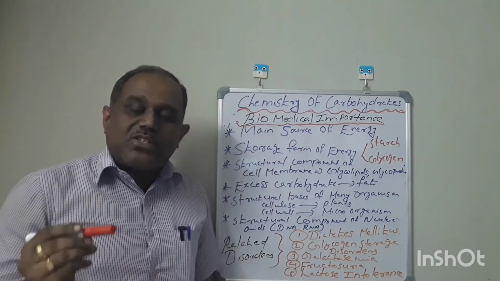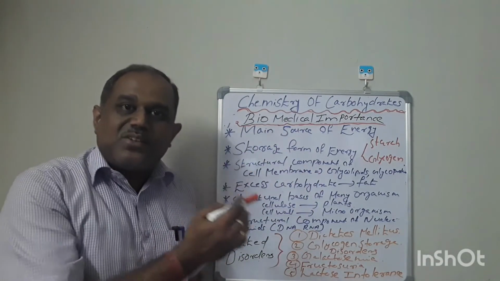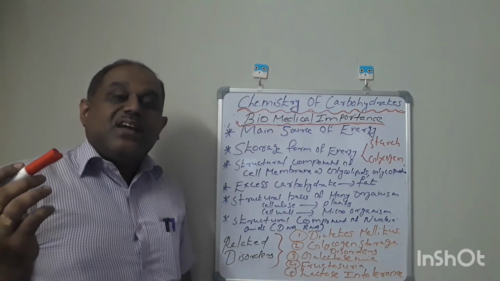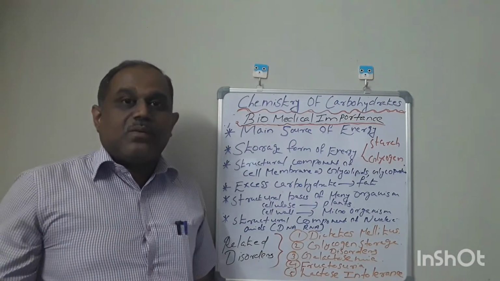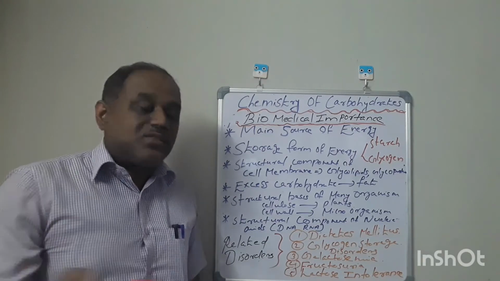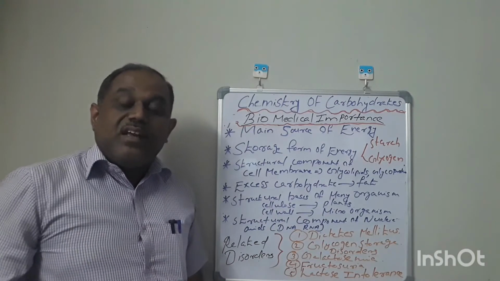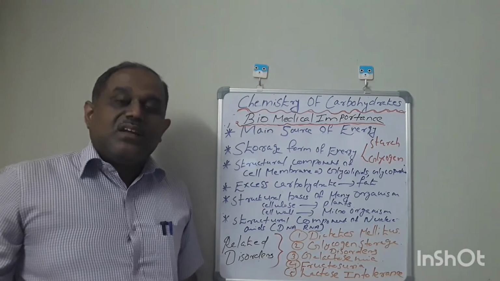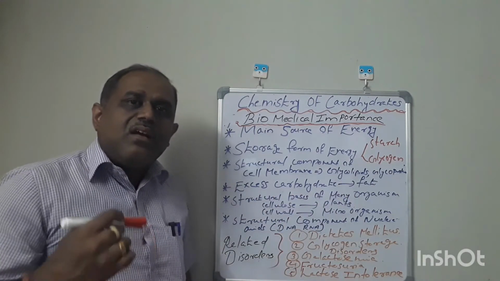So they can be stored as what? Stored as starch in plants and glycogen in animals. Third point, they are a structural component of cell membrane. We will be learning about the fluid mosaic model of structure of cell membrane: glycoproteins, glycolipids. Then excess of carbohydrate can be converted to fat. Then they are the structural basis of many organisms.